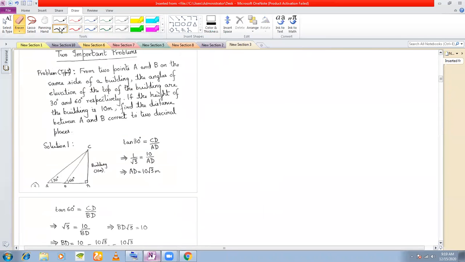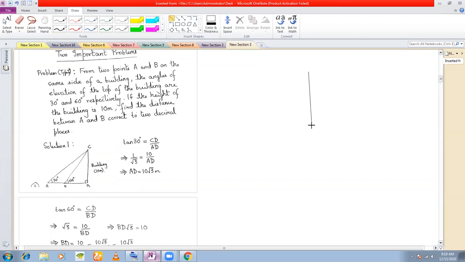From 2 points A and B on the same side of a building, the angles of depression of the top of the building are 30 degrees and 60 degrees. Angle of depression means now the observer is at the top of the building. That is, he is at an elevated position, and he is observing an object at a depressed position, a position that is lower than him. If the height of the building is 10 meters, find the distance between A and B correct to two decimal places. Let's draw the building first.